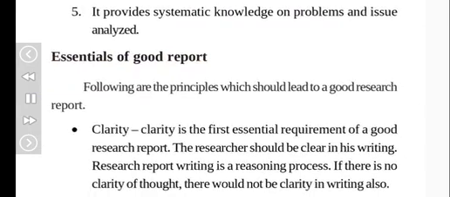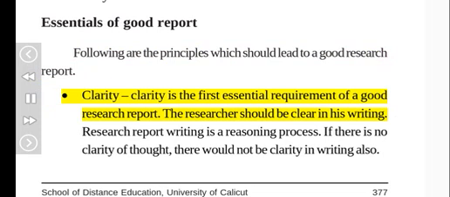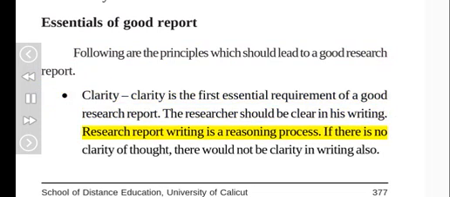Essentials of a good report. Following are the principles which should lead to a good research report. Clarity. Clarity is the first essential requirement of a good research report. The researcher should be clear in his writing. Research report writing is a reasoning process. If there is no clarity of thought, there would not be clarity in writing also.